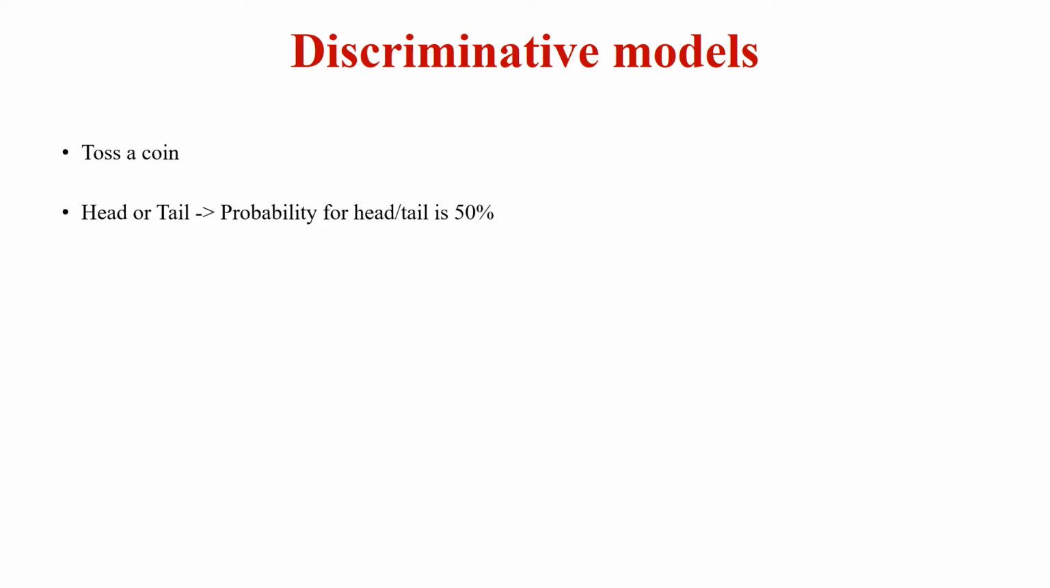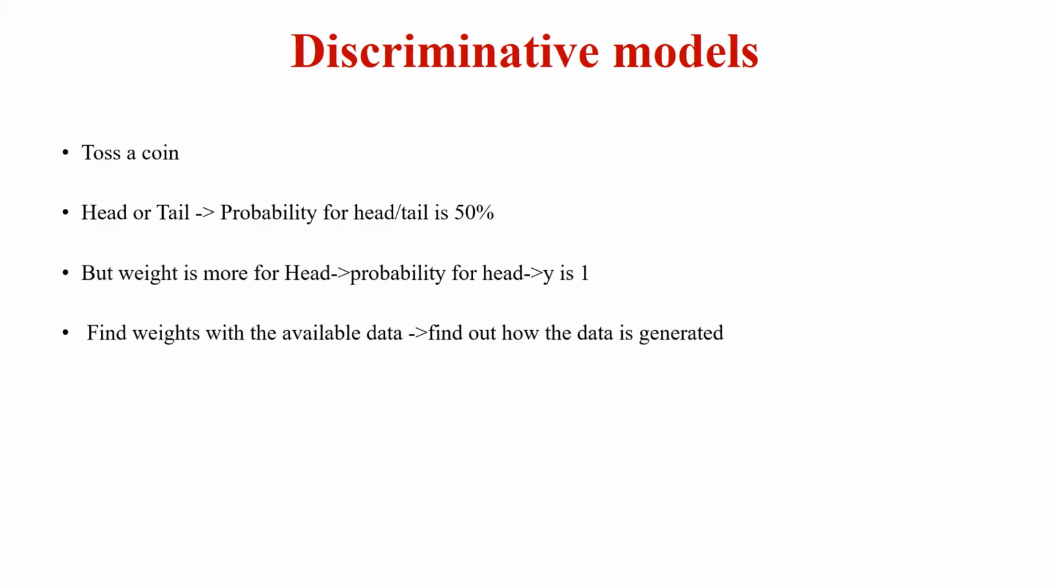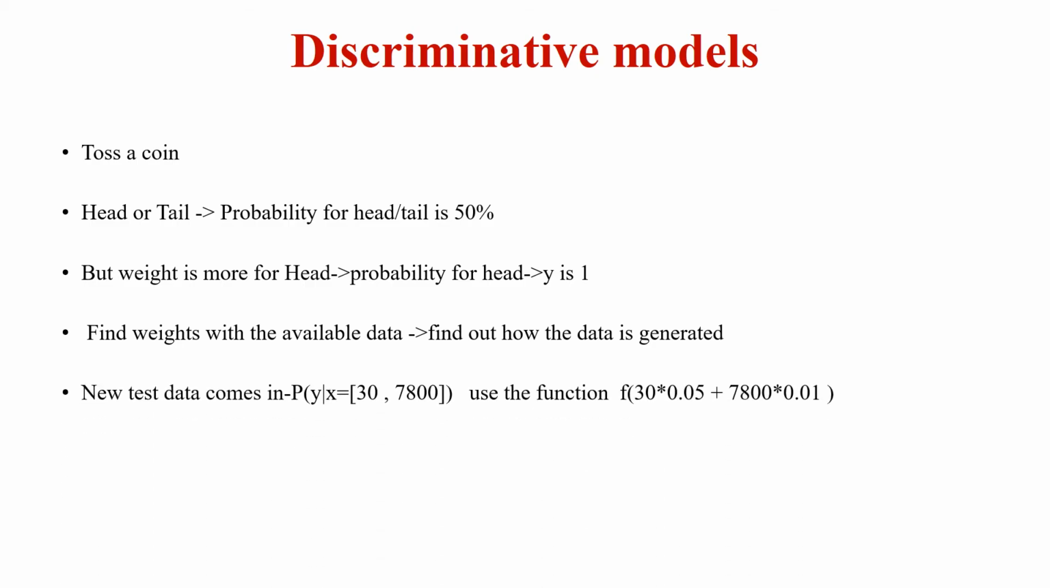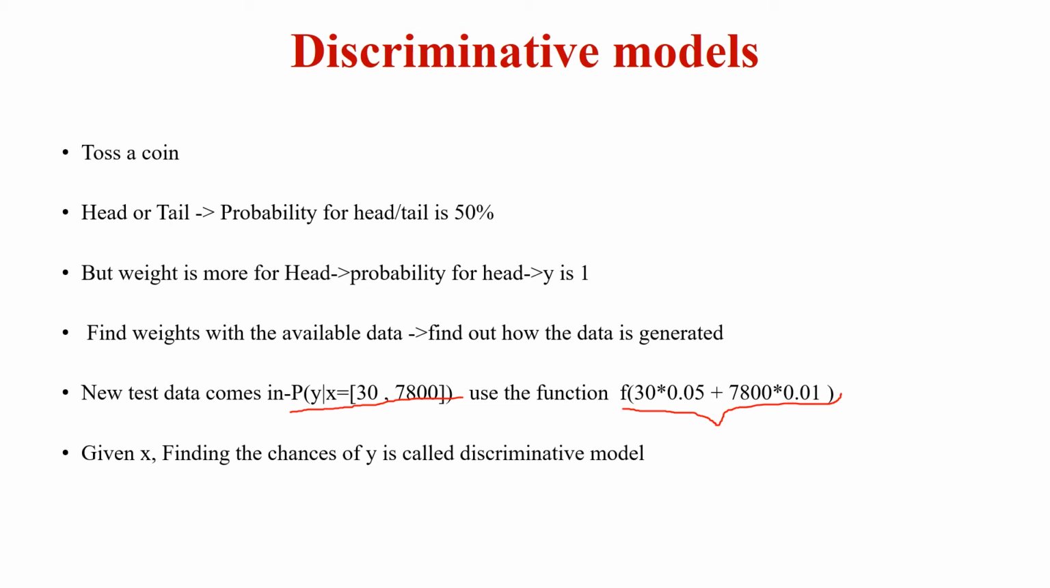Suppose we toss a coin, the probability of getting a head or a tail is 50%. Suppose the weight is more for head, then the probability for head will increase and the y will obviously end up in class 1. When new test data comes in with some new values, we will use the very same function to compute which class it belongs to. So given x, we will be able to find the probability of y, and that is what we call a discriminative model.